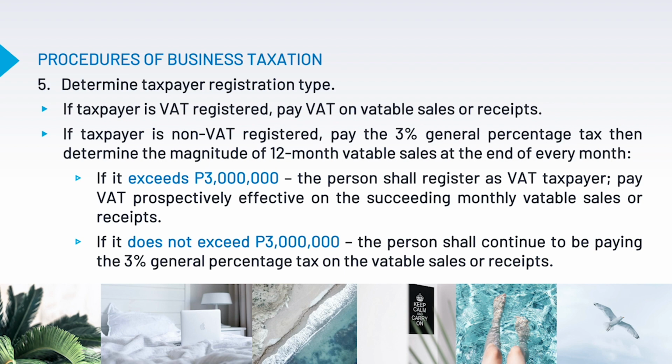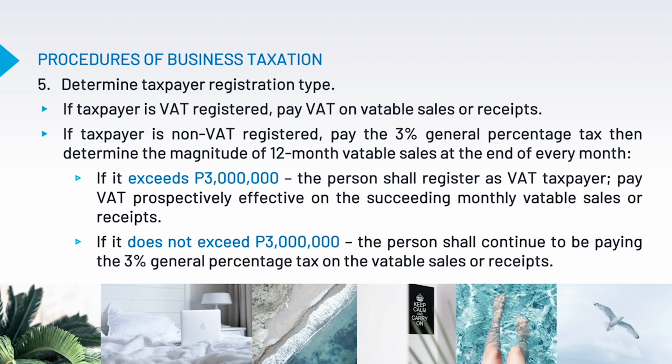Then determine the magnitude of 12-month vatable sales at the end of every month. If it exceeds 3 million, the person shall register as VAT taxpayer, pay VAT prospectively, effective on the succeeding monthly vatable sales or receipts. For example, you registered with the BIR and estimated less than 3 million in 1 year of income, sales or receipts. So I am non-VAT only. I pay only 3% based on gross sales.